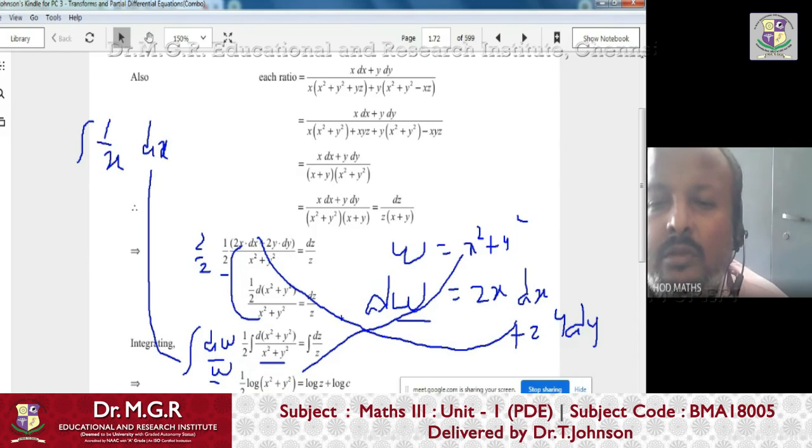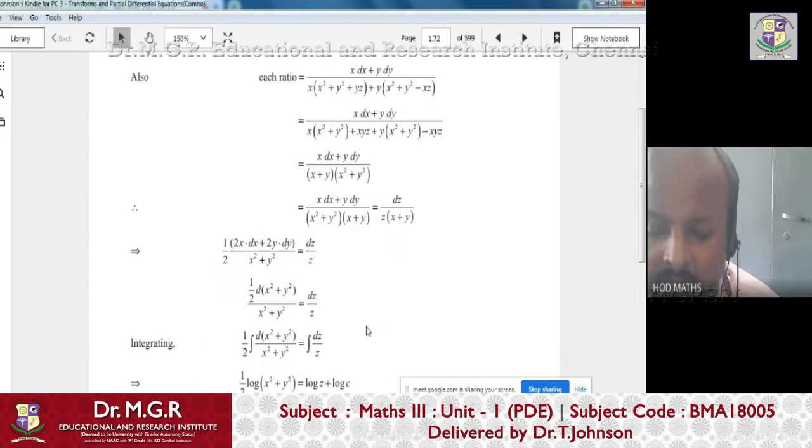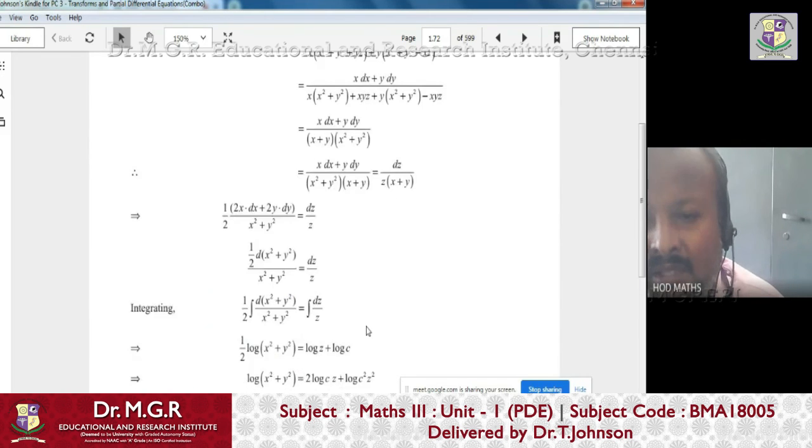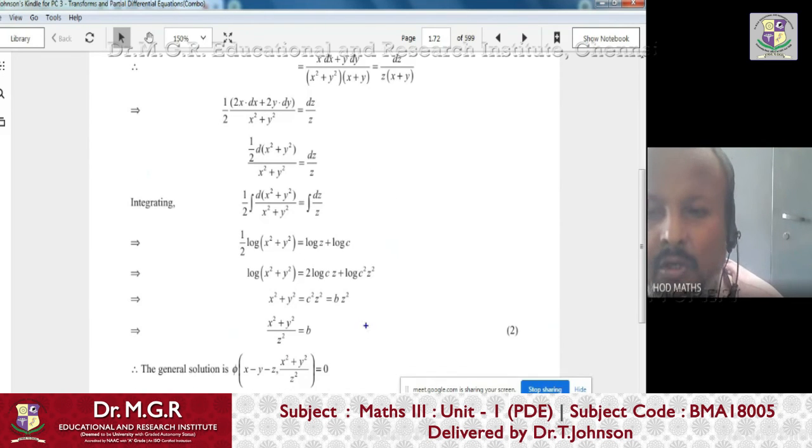So these are tricky things in integral calculus and our integration or differentiation methods. You should know all these things. Previously you studied only the formulas, but you should know the integration and differentiation methods. Here the idea is you take this as w, then automatically this becomes dw. So when you integrate this, it is log w, that is log of x square plus y square.